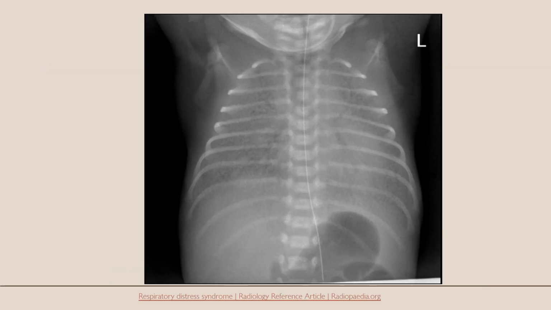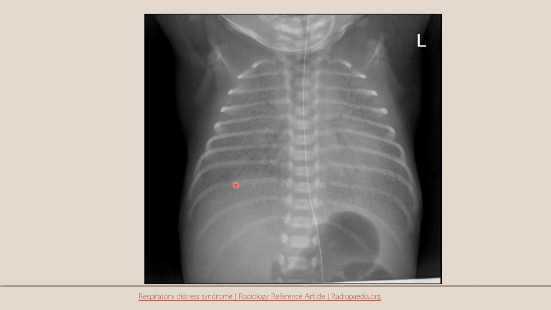Okay, so here we go. Here's an X-ray of RDS. How do I know? Well, the most remarkable thing is what we call this ground glass pattern. See how it looks really dotty? And that's because there are some alveoli inflated and some not inflated. The ones that are not inflated appear white, and the ones that are inflated seem a little bit more black.